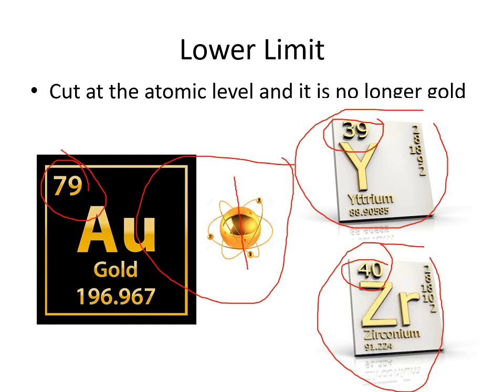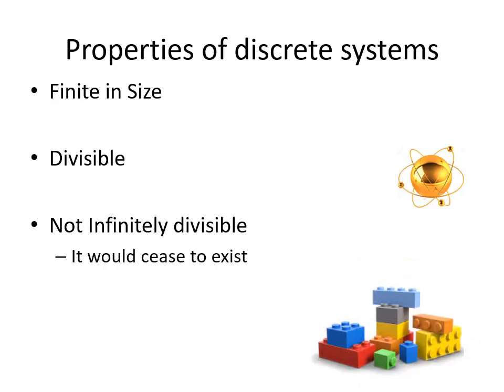Because if we actually take the gold, right, so at this point, when we get down to dividing the gold atom, we no longer have gold. That's the point of this little slide here, is that there's a lower limit that if you keep dividing something down, at a certain point, when you divide it in half, it's no longer what it was. It's now something else. So it ceases to exist at a lower level. Well, it ceases to exist as gold, okay?